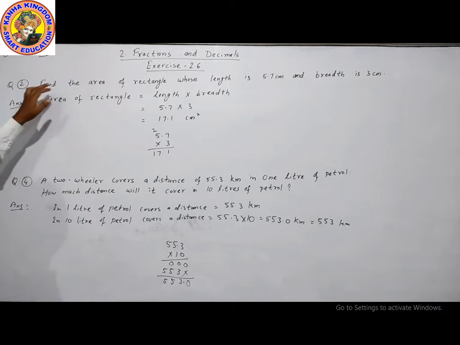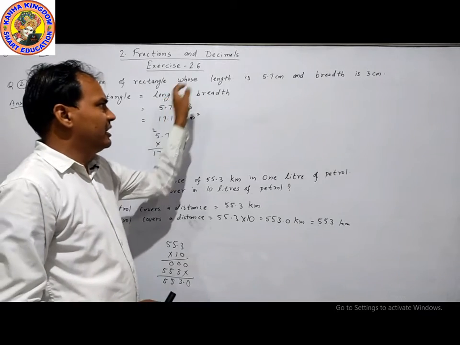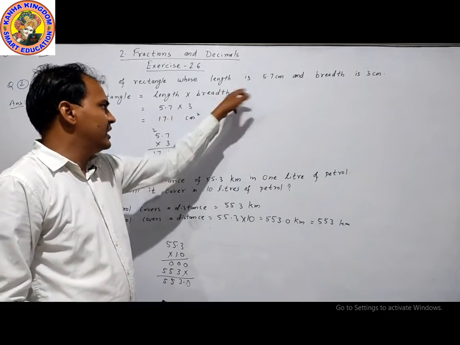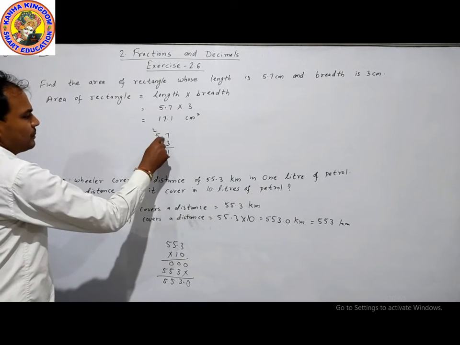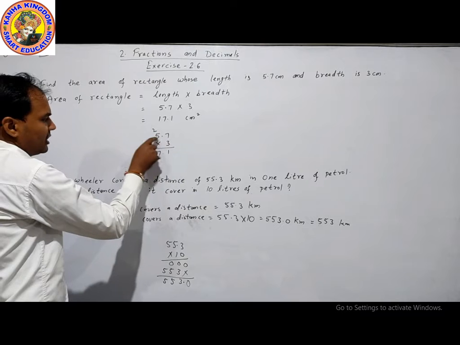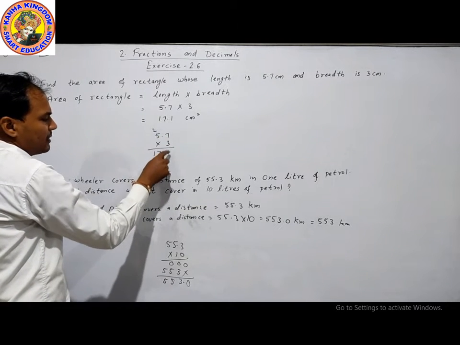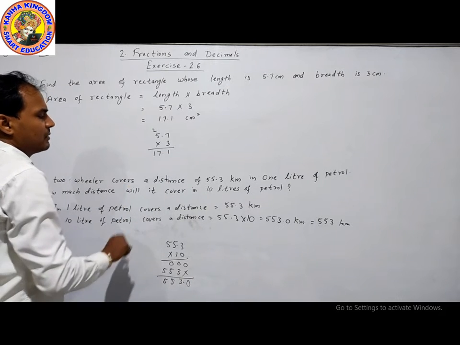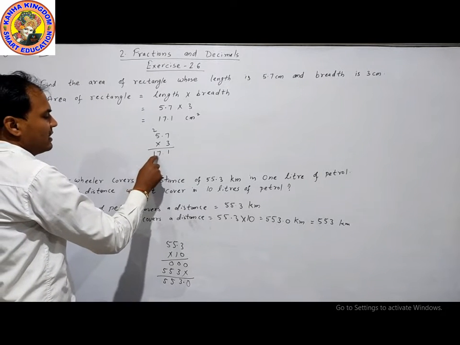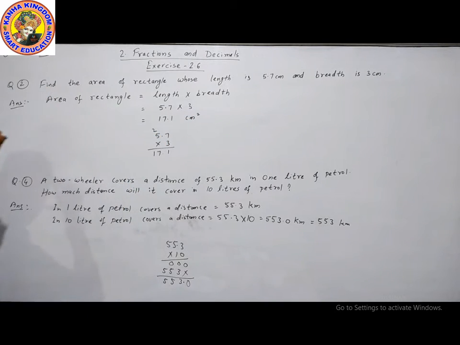Question number 2. Find the area of rectangle whose length is 5.7 centimeter, breadth is 3. Formula of area of rectangle is length into breadth. Given length is 5.7, breadth is 3. 5.7 into 3. 3 into 7, 21. 3 into 5, 15 plus 2, 17. After one place the decimal point exists, so the decimal point goes after one place here. So the answer is 17.1 centimeter square.